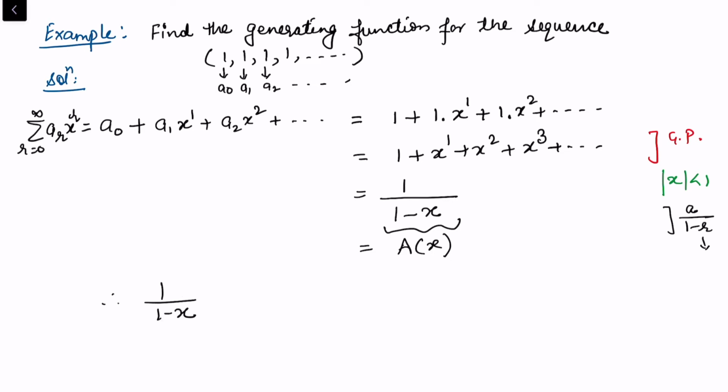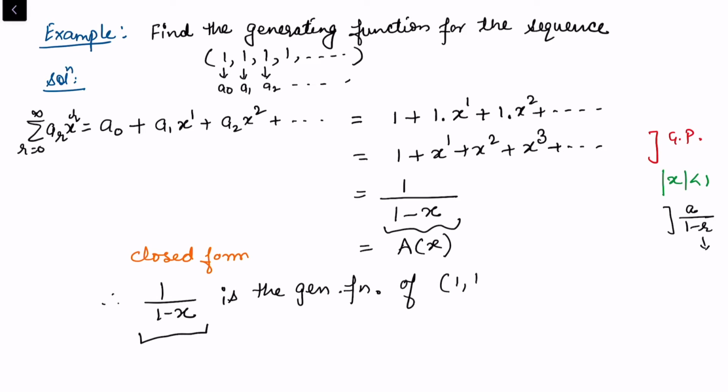In fact, we can also call this a closed form. So sometimes we say this as a closed form. So this is the generating function. So when I open this function as a power series, this gives me the generating function of the sequence of ones. So this is what we mean by the generating function.